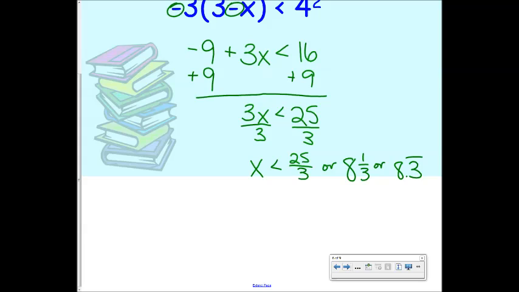All right, now to graph that on a number line, I'm going to draw a number line. I don't need to put anything on it except that number I care about, so except that 25 over 3. So I'm going to put 25 over 3 right here. And I know that x is less than that, so I put an open circle and I graph it going this way.